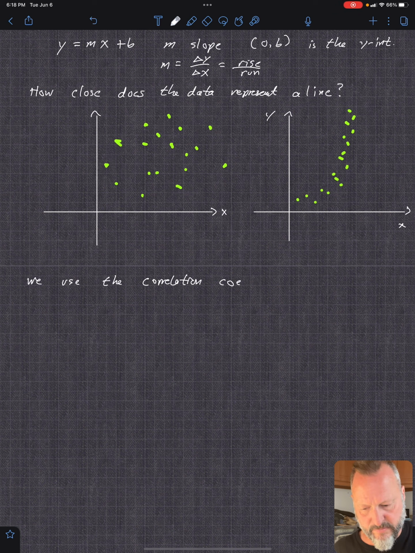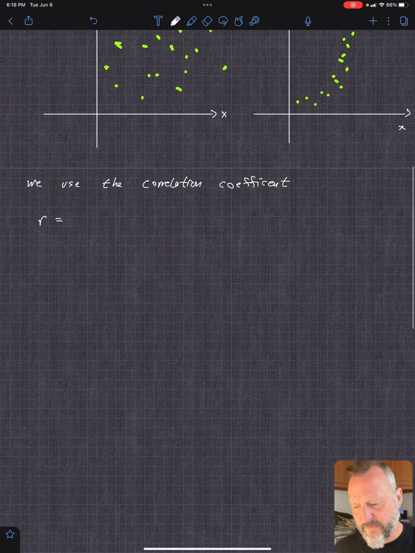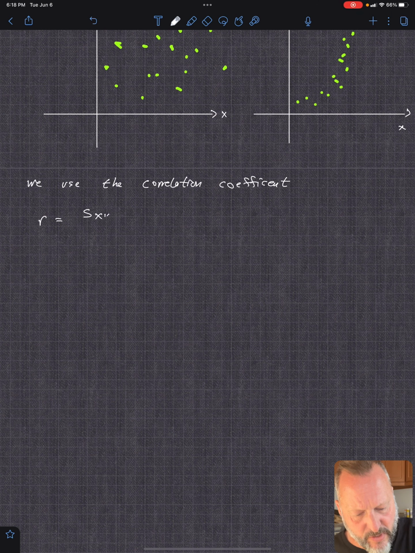Correlation coefficient. So R, you'll be looking at R, and that is equal to, and I'll have to define all this stuff for you, S sub xy divided by S sub x, S sub y.